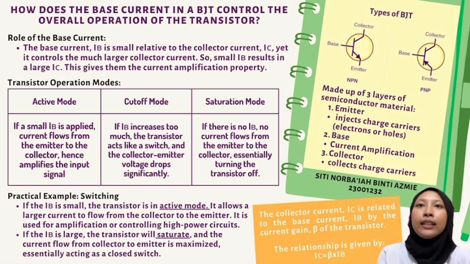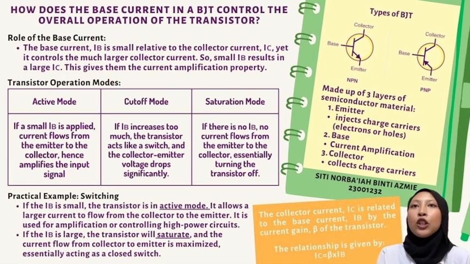The collector current, IC, is related to the base current, IB, by the current gain, which is beta, of the transistor. The relationship is given by IC equals beta times IB. Here, a small base current results in a larger collector current. This is what makes BJTs useful for amplification purposes in circuits like audio amplifiers.